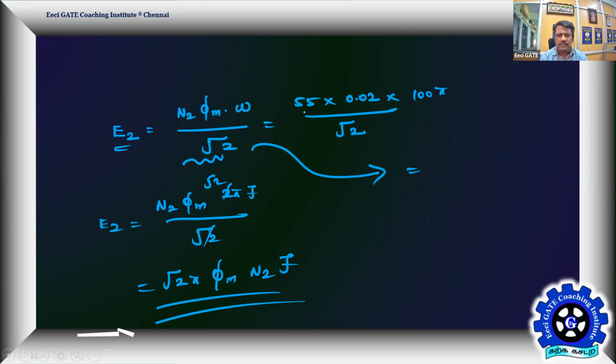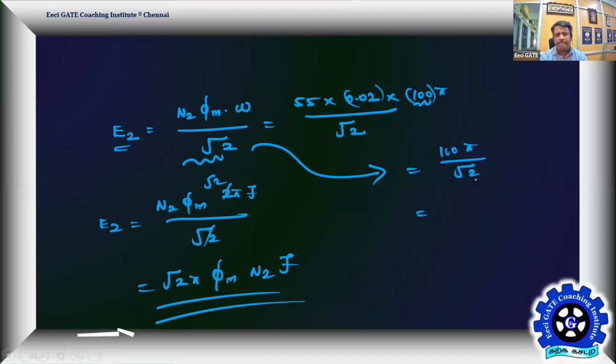So it's 55 root 2, and I can say this is 0.01. So 55 into 100, it's going to be 5500, but anyway, 100 into 0.02 I will do. That's very easy, right? 100 into 0.02 will be 2, because 2 by 100 into 100. So 55 into 2 is going to be 110. So 110 pi divided by root 2 I'll get.